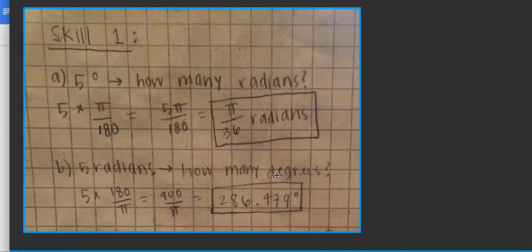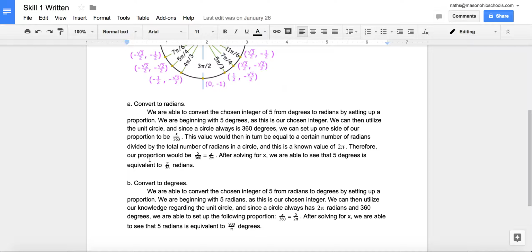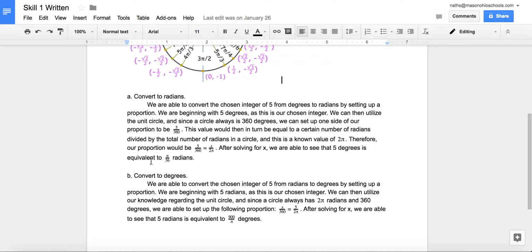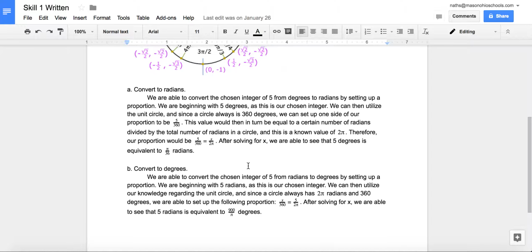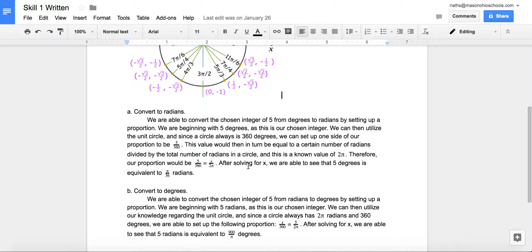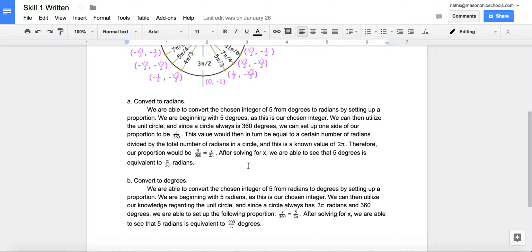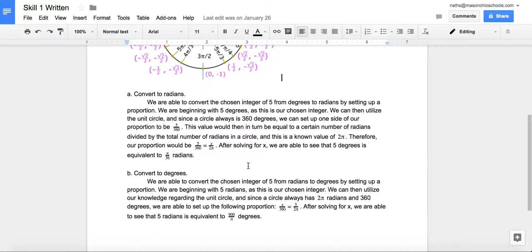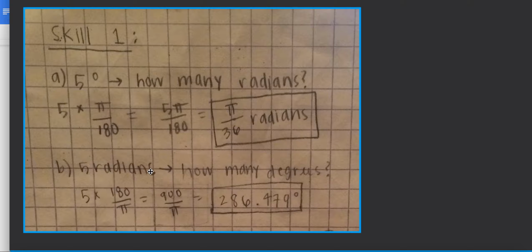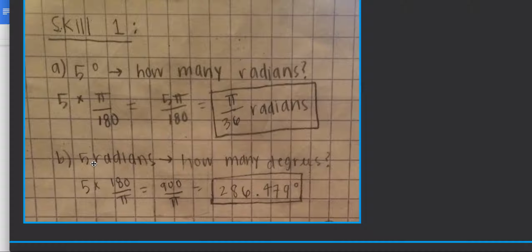Now, we do almost the same thing, but in which we're converting from radians to degrees. So in the first place, we were multiplying by pi over 180. And here we're going to be multiplying by 180 over pi, which is the reciprocal. So you can see here, we go from radians to degrees by multiplying by 180 over pi. Ultimately, we simplify this down and we get 286.479 degrees versus pi over 36 radians.